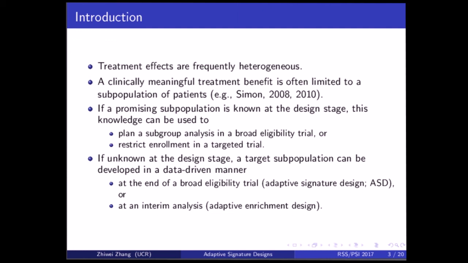Such a predefined subpopulation is often unknown at the design stage. Instead, we may only have a vague idea about a possible subpopulation based on a collection of basic covariates, such as biomarkers, demographics, and clinical measurements. In that case, a target subpopulation can be developed in a data-driven manner, either at the end of a broad eligibility trial or at an interim analysis with the possibility of restricting subsequent enrollment. These designs are known as adaptive signature and enrollment and enrichment designs, respectively.